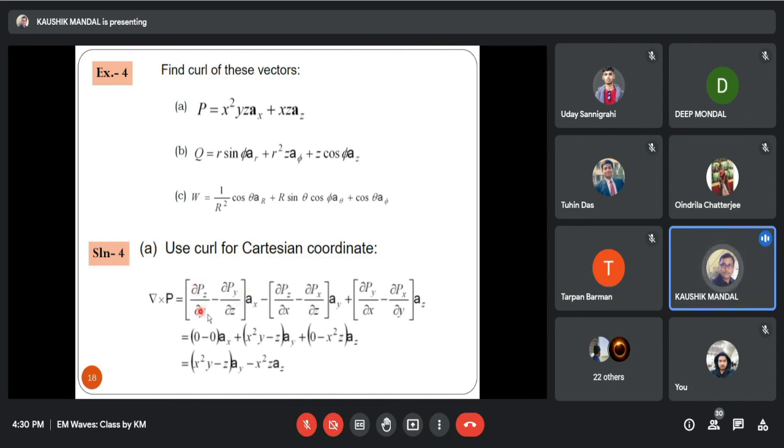So using the equations, you can find out del Pz by del y, del Py by del z. So first find out what is Pz and Py. From this equation, Pz equal to 0, Py equal to xz. Okay. Pz equal to 0. Then Py equal to xz.